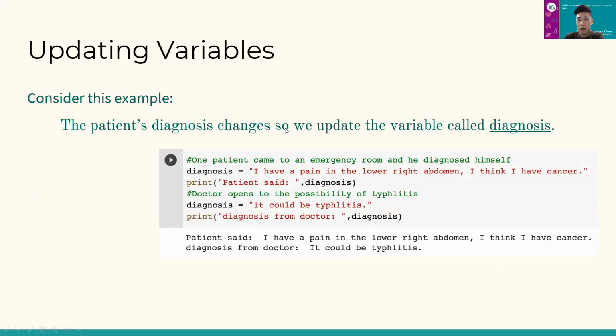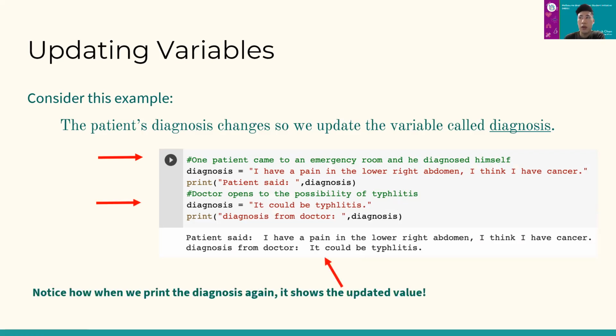For another example, we will consider a patient's diagnosis. We can see that the previous diagnosis is pain in the lower right abdomen, and the doctor's diagnosis is typhlitis. I'm not familiar with that disease, but once a variable is assigned to a new value, it will no longer carry the old value. So if the diagnosis is updated, it will no longer carry the pain in the lower right abdomen value. In this case, the variable carries a string value.